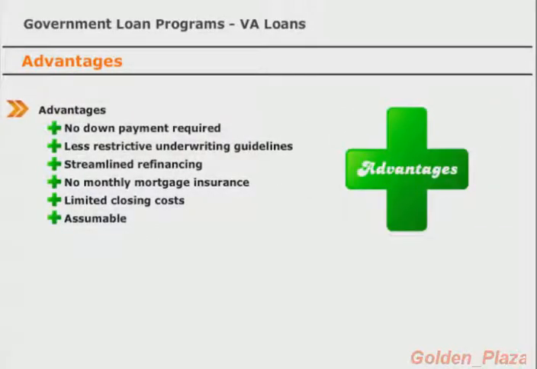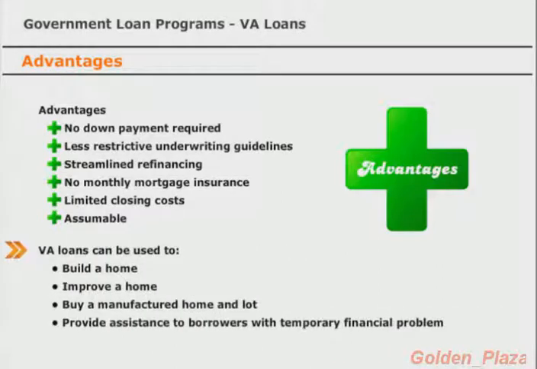Some advantages of VA financing include no down payment required. Buyers can finance 100% of their purchase, including the 2.2% funding fee. Super maximum loans on homes worth up to $1 million. Less restrictive underwriting guidelines. Streamlined refinancing. No monthly mortgage insurance. Limited closing costs. And, best of all perhaps, VA loans are all assumable, which can make it easier to sell a home.